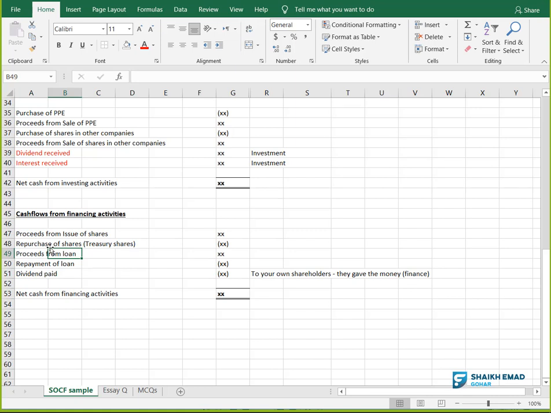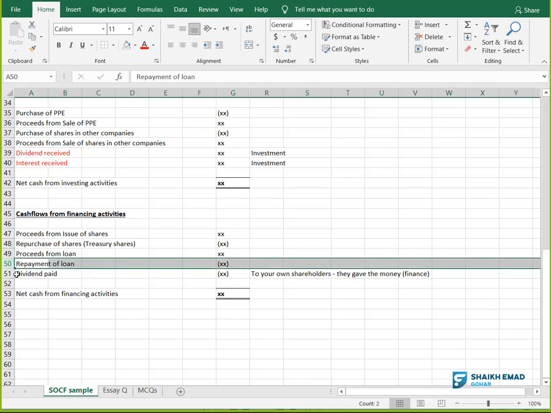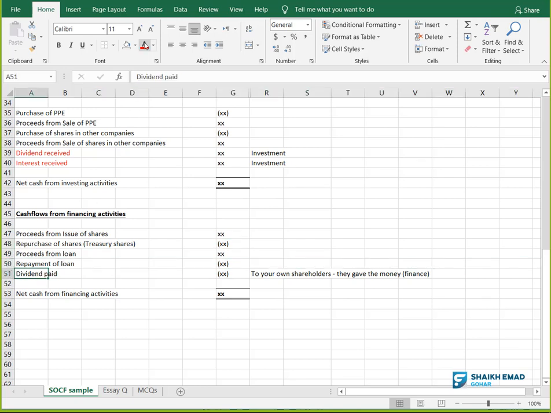Preference shares, irredeemable preference shares, right? So if you issue shares, positive. If you repurchase the shares, negative, because you are paying the money. Okay. Proceeds from loan, positive. Repayment of loan, negative. This is a very interesting point here.